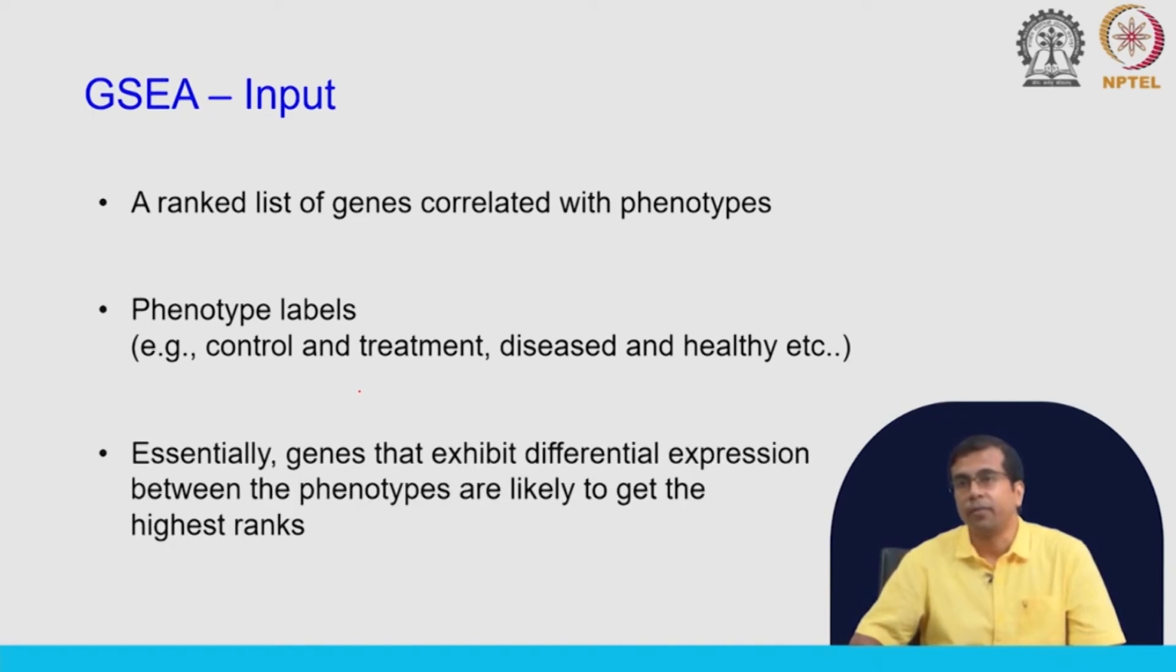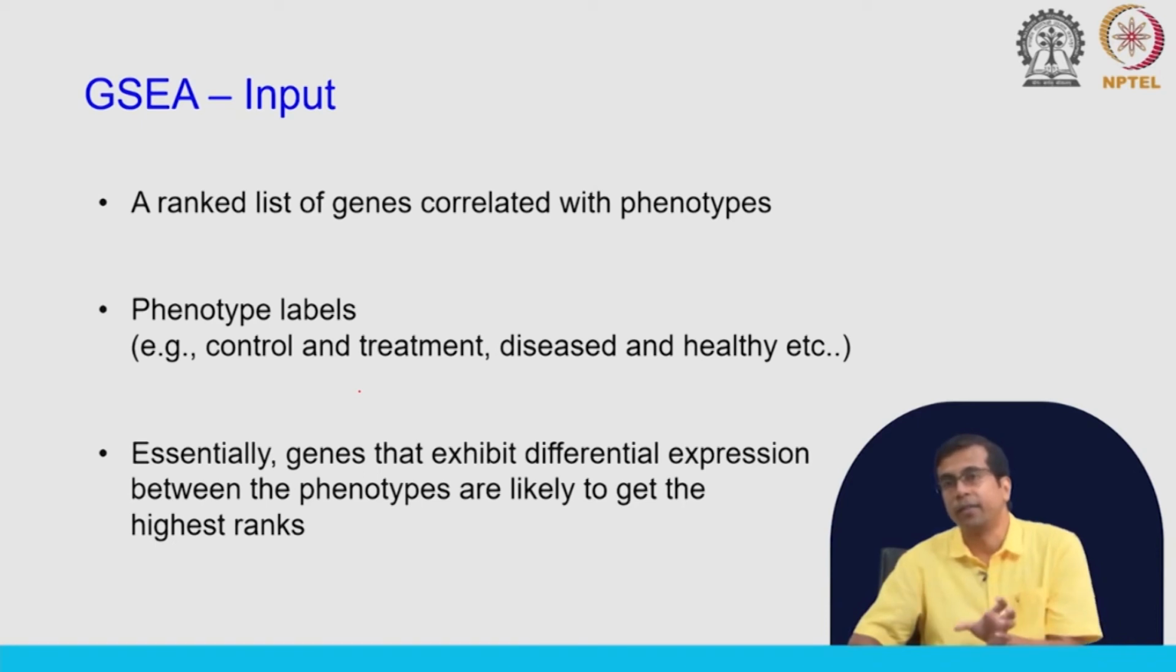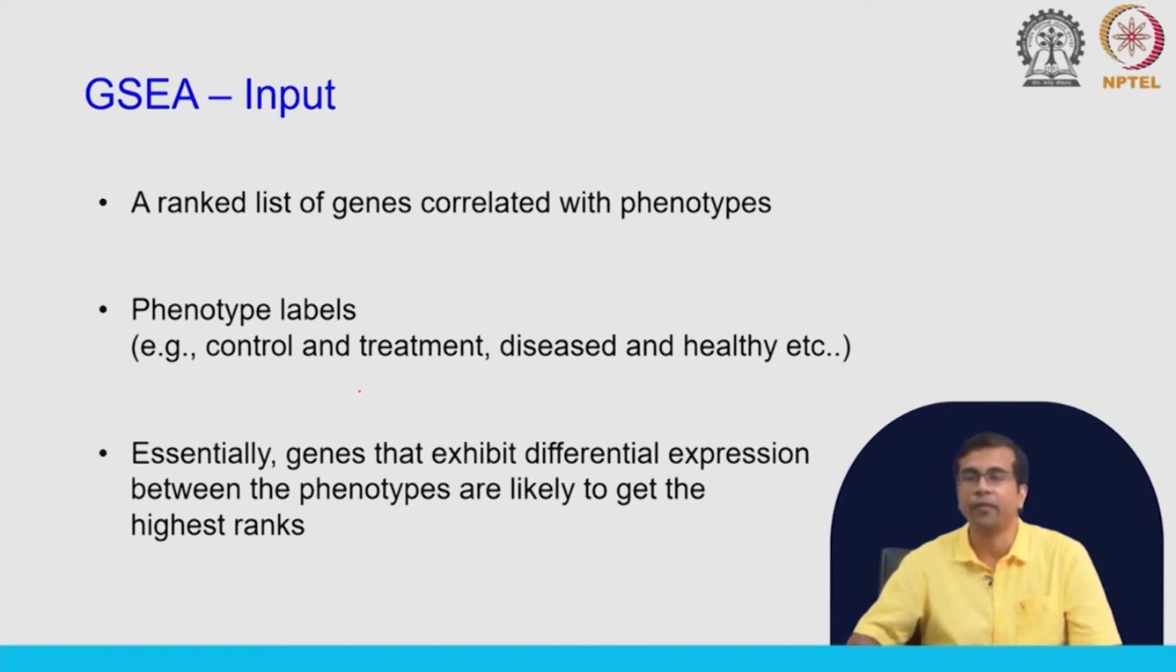And it essentially boils down to the genes that exhibit differential expression. Okay. But here you are not providing only the list of differentially expressed genes. What you see is that the differentially expressed genes between these two levels will come at the top. They will get the highest ranks because they are able to differentiate between these different phenotypes.